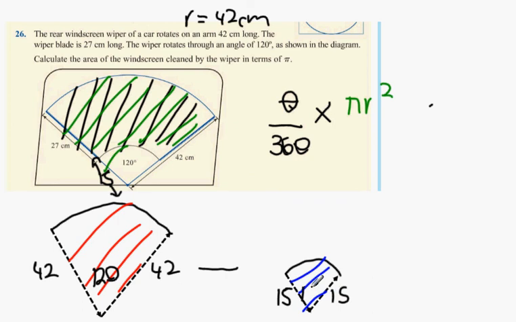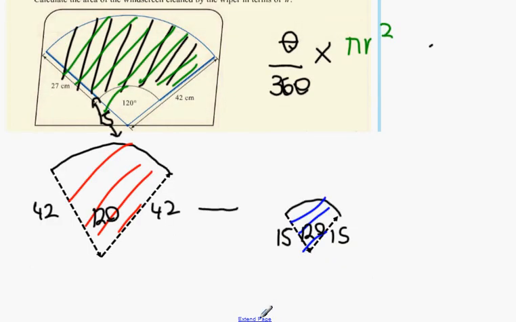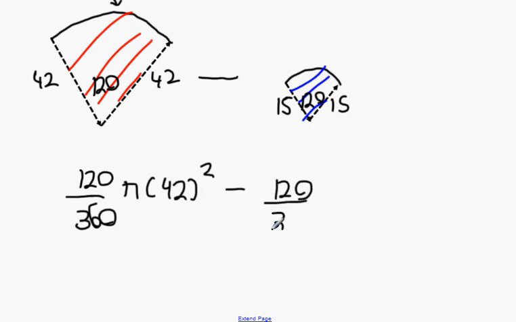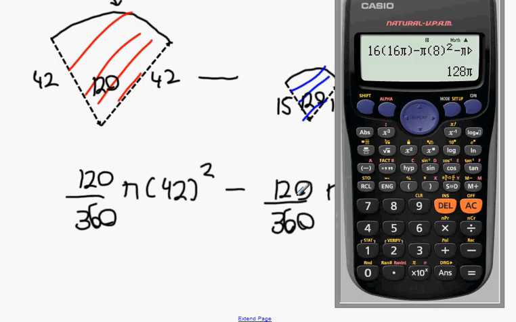So it's 120. This one here is also 120. So what we're going to get is 120 over 360 multiplied by pi multiplied by 42 squared. The other one is the same thing: minus 120 over 360 pi times 15 squared. Once again, there is absolutely no need to break that down. All you've got to do is go straight into the calculator with it exactly as it looks, okay?